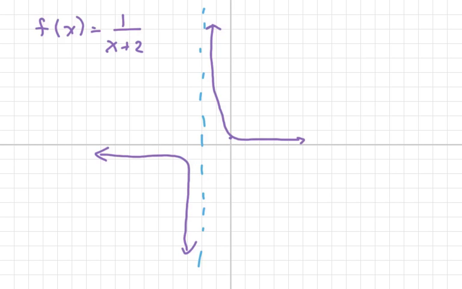So let's look at the limit. This is x equals negative 2. As x approaches negative 2 from the right of f of x, we're going to negative 2. So that goes to infinity.